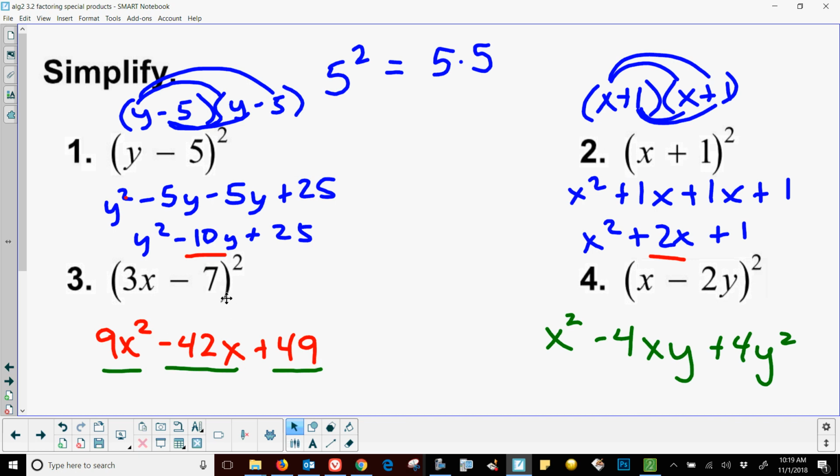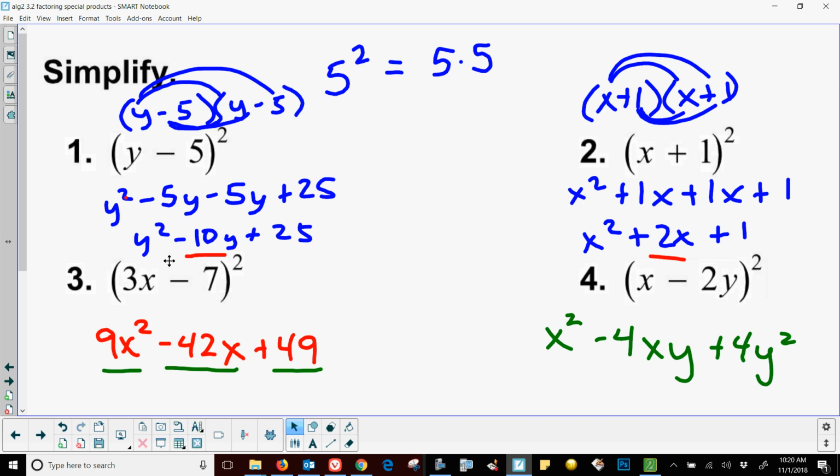Well, what happened? Like I said, these special products have a very specific pattern. Y times y became y squared, and negative 5 times negative 5 becomes 25. But how did we get this? Well, if you take this negative 5 times y, you get negative 5y. And then it appeared a second time. Over here, 1 times x became 1x, and it appeared a second time. So all we have to do is take that times this, the negative 5 times y, and then double it and get that here. 1 times x, and then double it and get here.